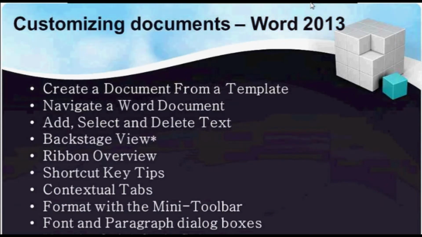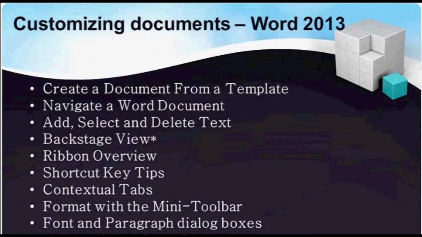Using the Contextual Tab, formatting with the Mini-Toolbar, font and paragraph dialog boxes, using the quick style gallery, using bullets and numbering, adding a border and shading to a certain paragraph that I want to maybe emphasize. Is it possible to do that? Customizing the quick access toolbar.